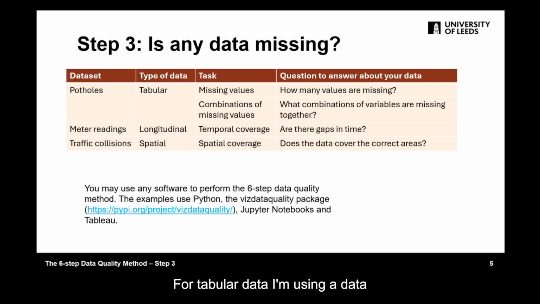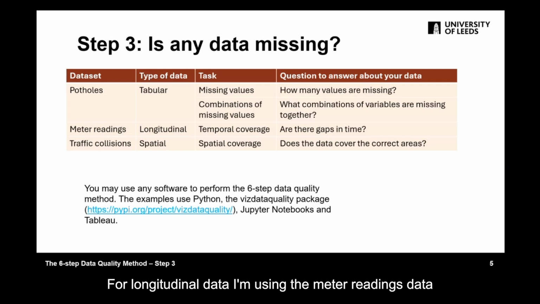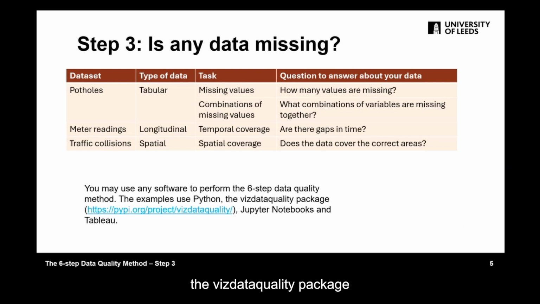For tabular data, I'm using a dataset about potholes in roads. And we'll look at 2 tasks, finding missing values and finding combinations of values that are missing together. For longitudinal data, I'm using the meter readings dataset that you encountered in step 2. And for spatial data, I'm using the traffic collisions data, which again you encountered in step 2. The examples in the videos use Python, the Viz Data Quality package, Jupyter Notebooks, and for the spatial coverage example, Tabular.